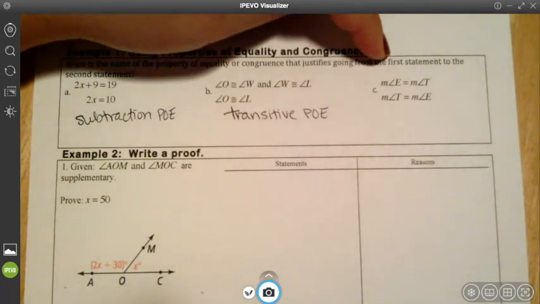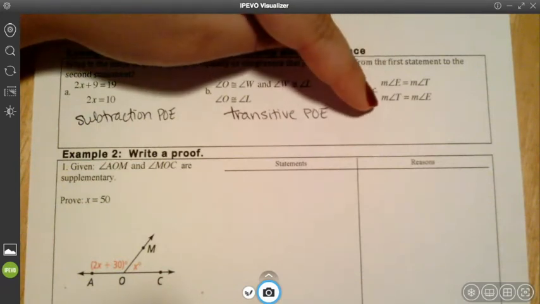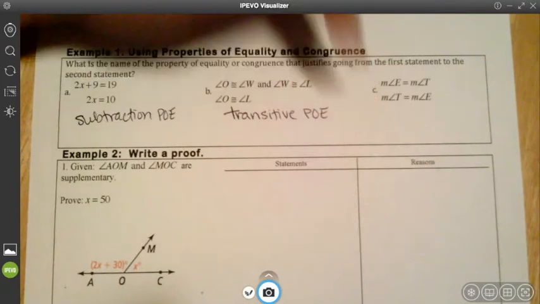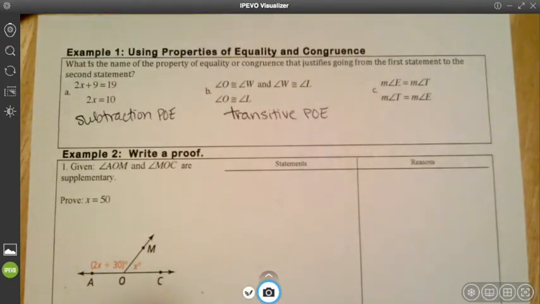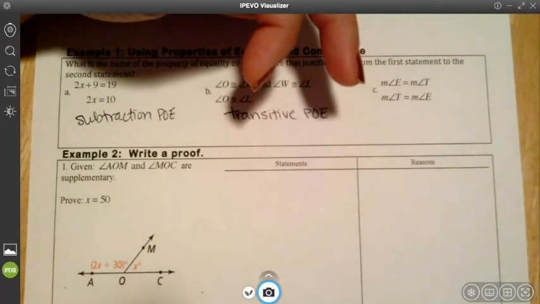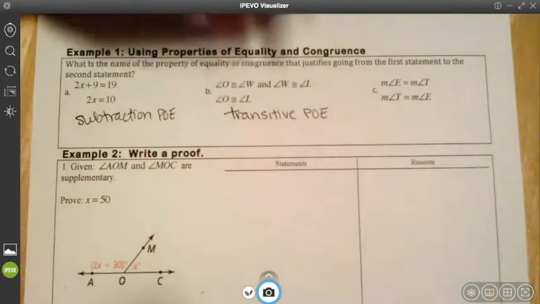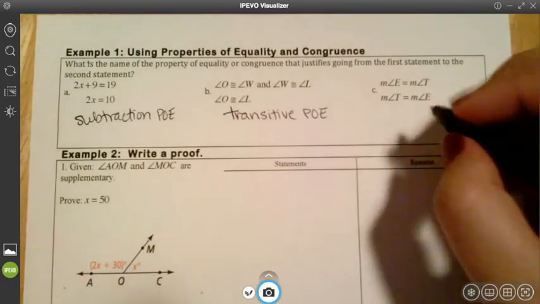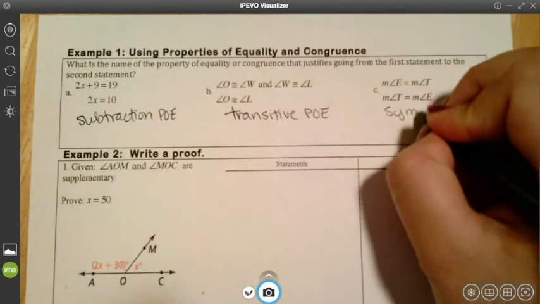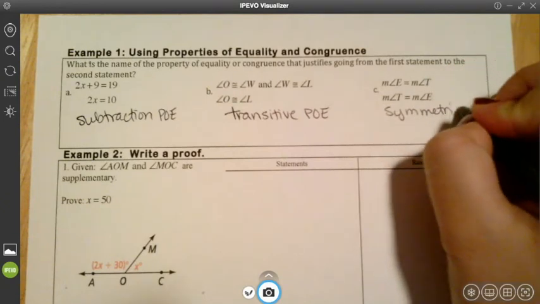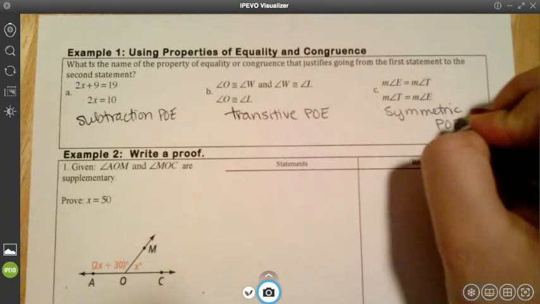And then C, we have the measure of angle E equals the measure of angle T. So then how do we know that the measure of angle T equals the measure of angle E? This is one where we had a statement and we just switched the sides. And so that is called the symmetric property of equality.